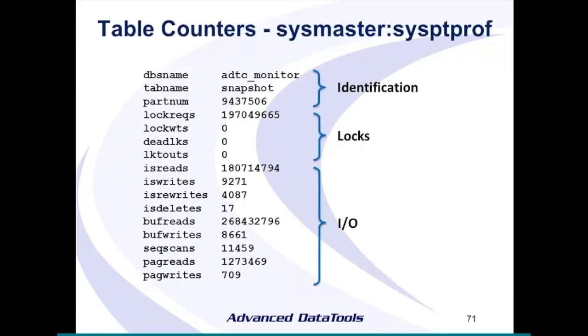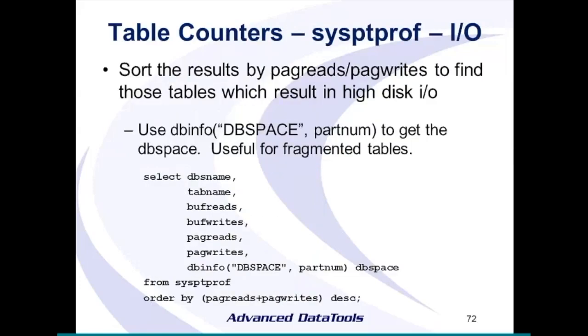We'll see the locks that are being requested, where there are deadlocks, and importantly, we'll see the I/O. So we'll see how many reads and writes, how many deletes, and then whether those reads or writes were satisfied from the buffers or whether they had to go to disk. We'll also see the sequential scans. So for example, if we want to find out which table or index is doing a lot of I/O to disk, we can run a query against syspttprof and order it by, in this case, I did the sum of the page reads and the page writes.